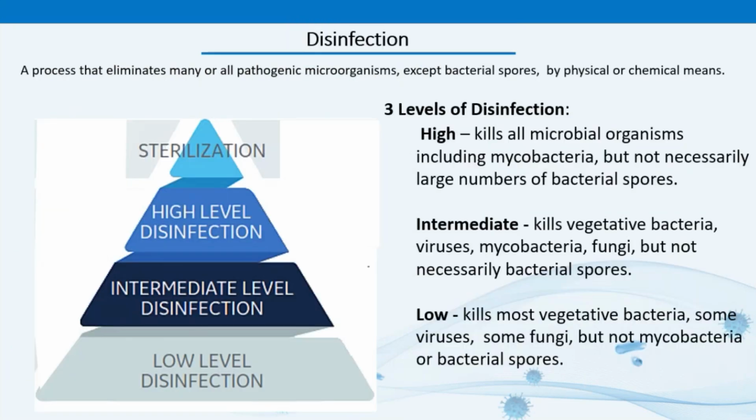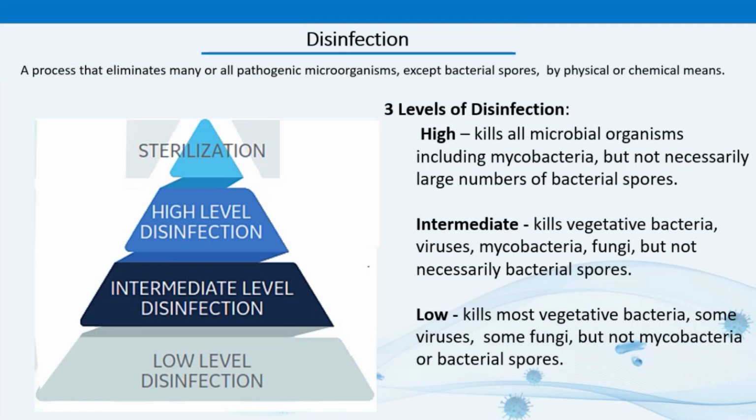Now, disinfection isn't a one-size-fits-all event. It's a process that eliminates many or all pathogenic microorganisms, except bacterial spores, by physical or chemical means. There are three levels of disinfection. There's high-level disinfection, which kills all microbial organisms, including mycobacteria, but not necessarily large numbers of bacterial spores. Intermediate-level disinfection kills viruses, mycobacteria, fungi, and vegetative bacteria, but not necessarily bacterial spores. And low-level disinfection kills most vegetative bacteria, some viruses, and a few fungi, but not mycobacteria or bacterial spores.